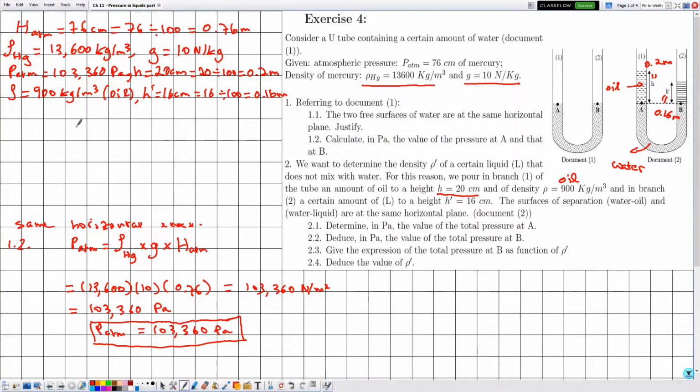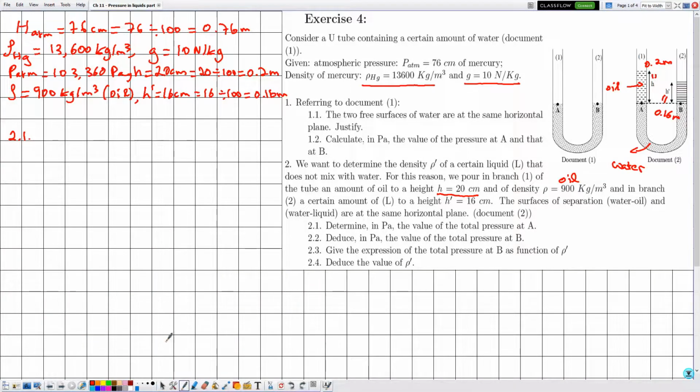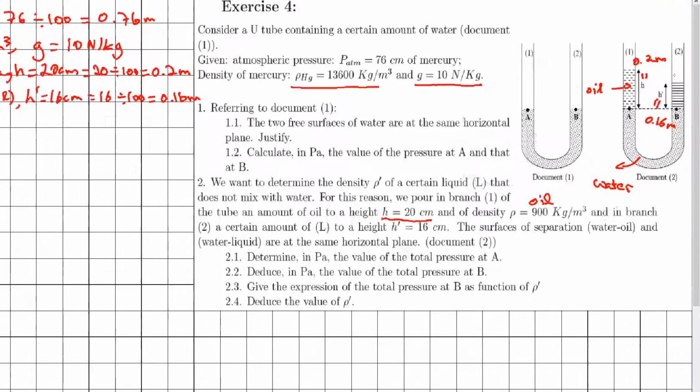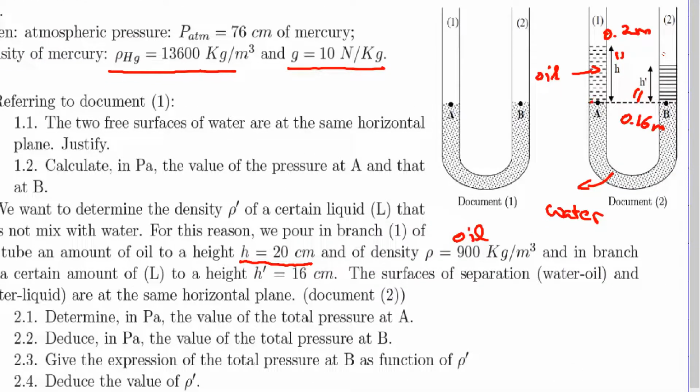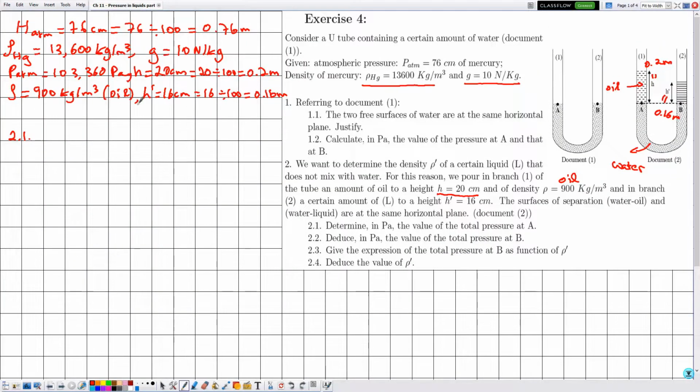Document 2. Now 2.1. Determine in Pascal the value of the total pressure at A. So we are in document 2. Whenever we are interested in determining the pressure at a certain point, we look upward. So notice that the point A is submitted to two pressures, the pressure due to oil and the atmospheric pressure. And here they are telling me to calculate the total pressure. So we need to determine the pressure due to oil added to the atmospheric pressure that we have already calculated.